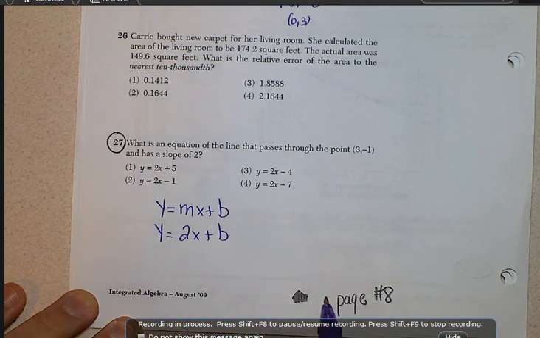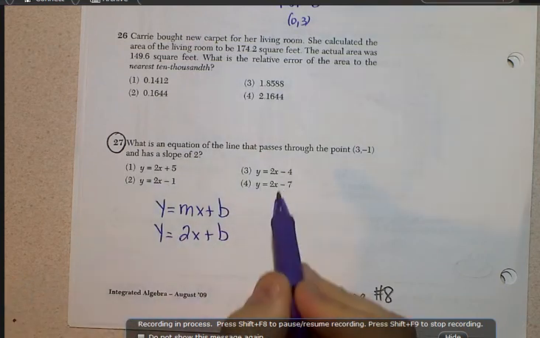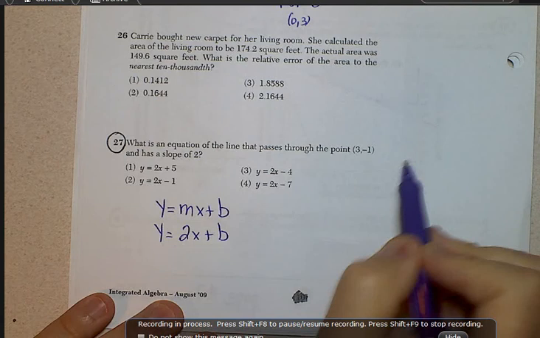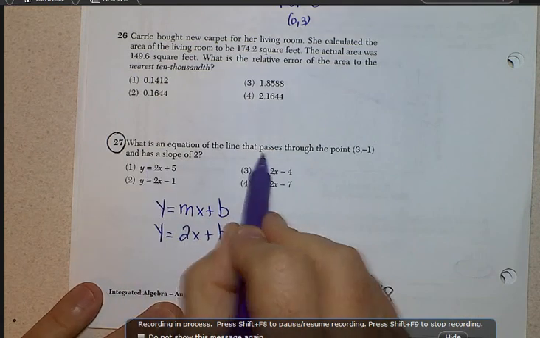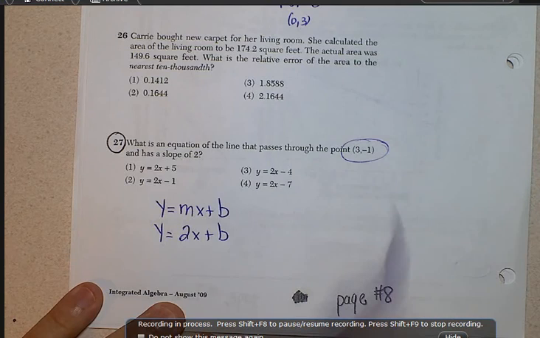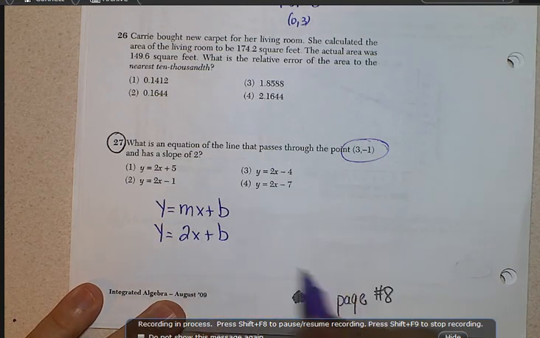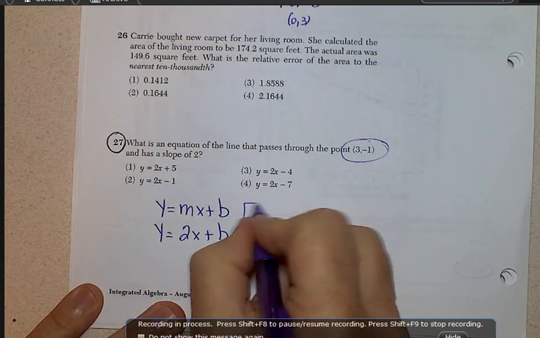That's a starting place. So you take a look at all your answers and see if you can get rid of one. In this case, you can't. So which equation passes through the point and has a slope of 2? They all have a slope of 2. Now we're looking for which one passes through that point. So you have two choices here. You can either plug the point into this equation and solve for b, which is what I'm going to do now, and then I'll show you the other way we can do it.